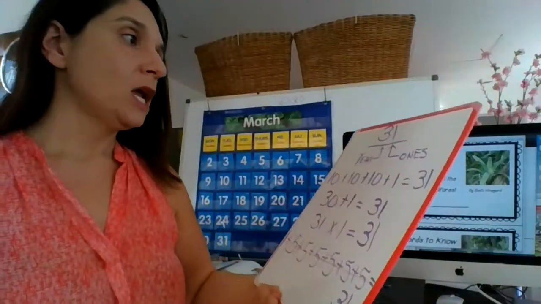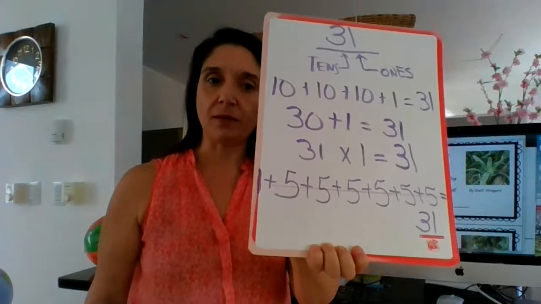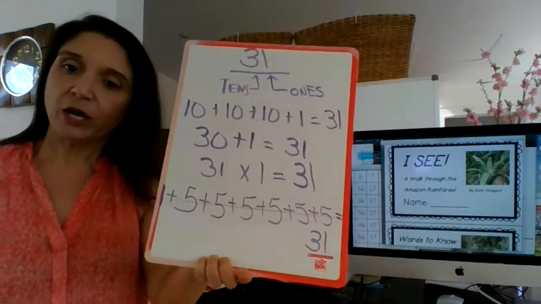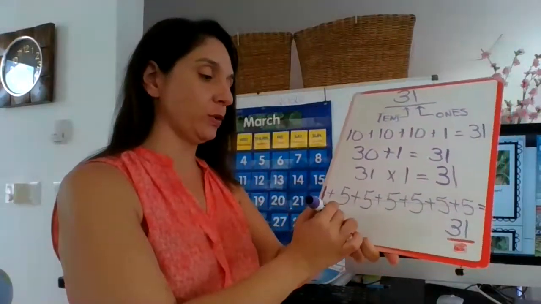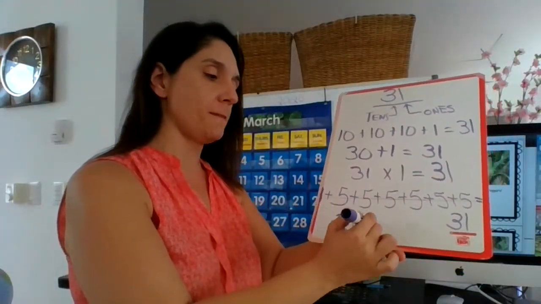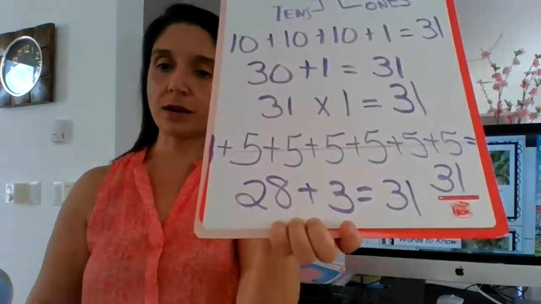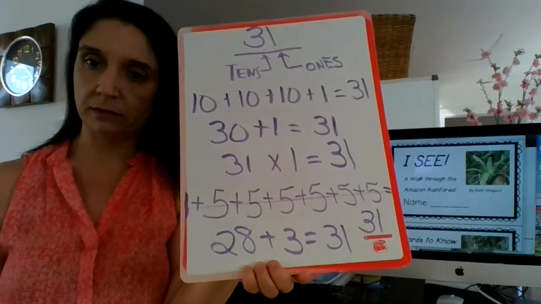All right. So we have 5 plus 5 plus 5 plus 5 plus 5 plus 5 plus 1. Good job, Brittany. You have 28 plus 3 equals 31. Good job, everybody, on our number 31 for today.